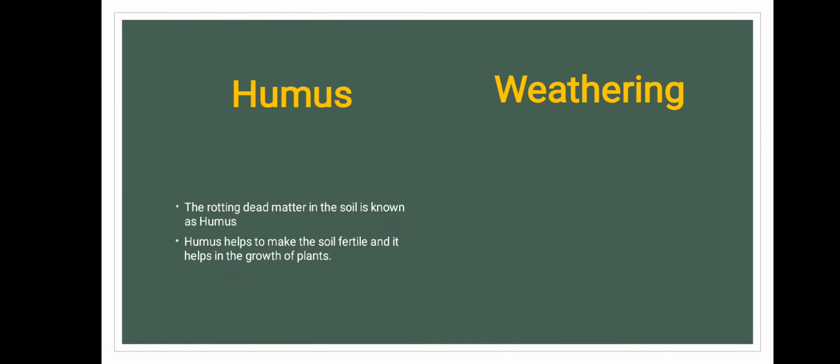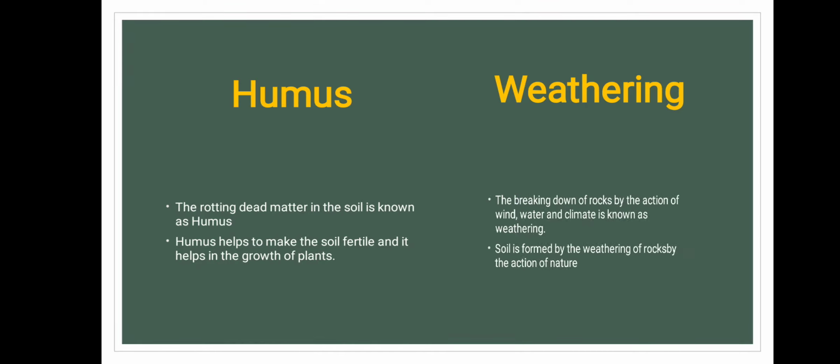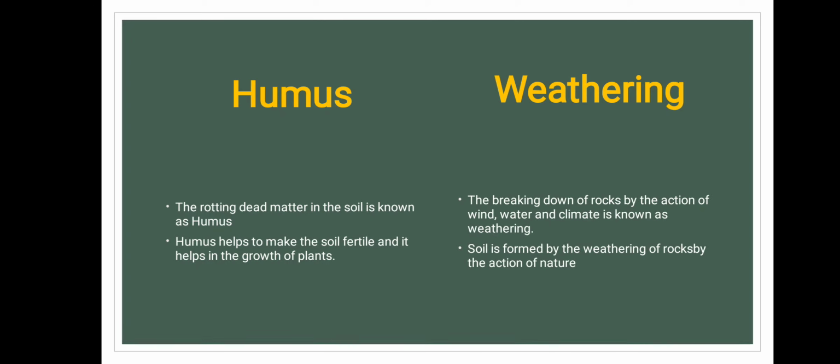Humus. The rotting matter in the soil is known as humus. Humus helps to make the soil fertile and it helps in the growth of plants. The breaking down of rocks by the action of wind, water, and climate is known as weathering. Soil is formed by the weathering of rocks by the action of nature.